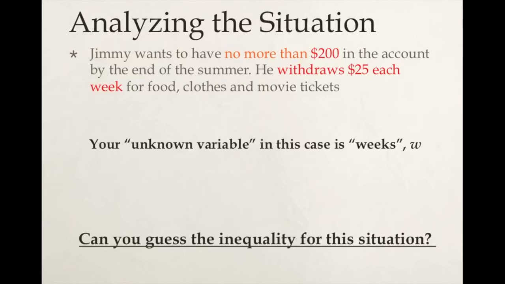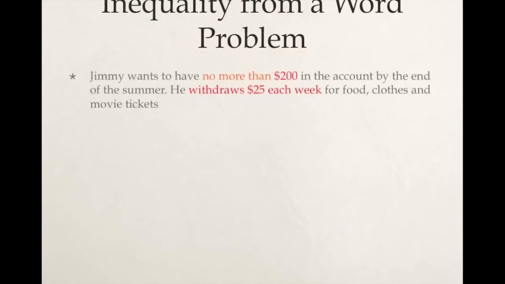And can you guess what the inequality is for this situation? I'll give you a hint. It's highlighted here in orange. In this case, $25 per week has to be less than or equal to $200. So no more than, less than or equal to, withdrawing $25 each week. So 25 times weeks has to be less than or equal to 200.